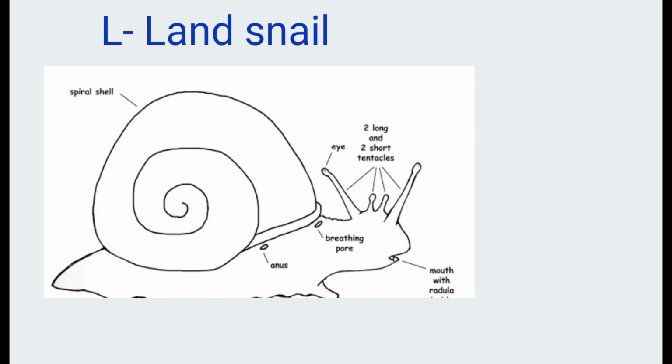Respiration: breathing pore, pneumostome, for gas exchange. Reproduction: hermaphroditic. Cross-fertilization common. Habitat: moist environments. Gardens, forests, and other terrestrial ecosystems. Land snails play important roles in ecosystems, contributing to nutrient cycling and serving as food sources for other animals.